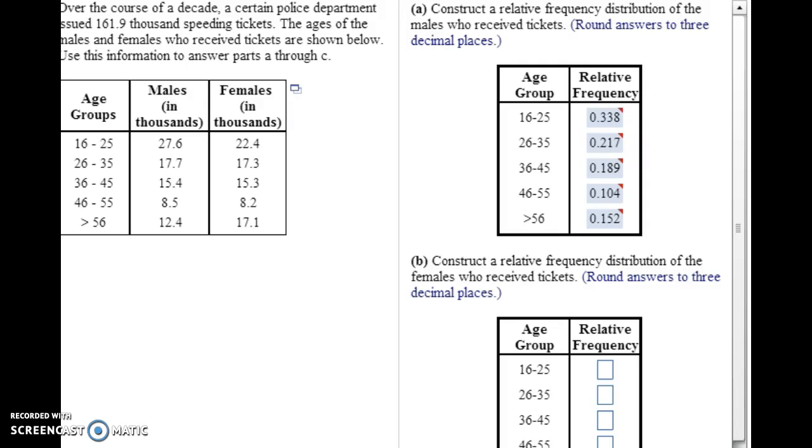So for a frequency distribution, we're trying to figure out what percentage of people fall into each of the age groups. So the first thing you have to do, if we're dealing here with just the males, so this one's for the males, figure out how many total males there are. So add up the totals in each age group. When you do that, you should get 81.6 if you just add these numbers together.